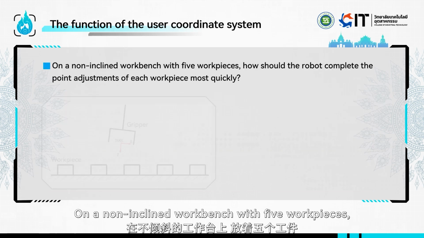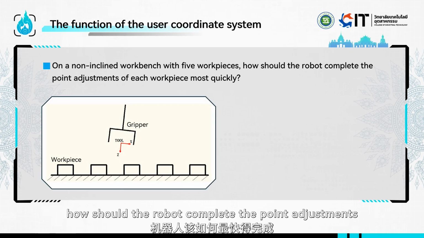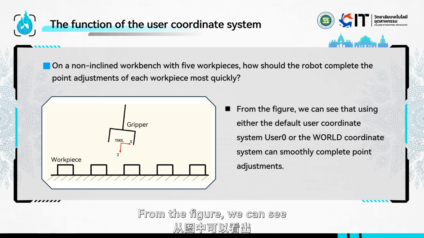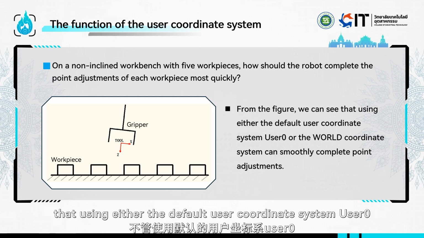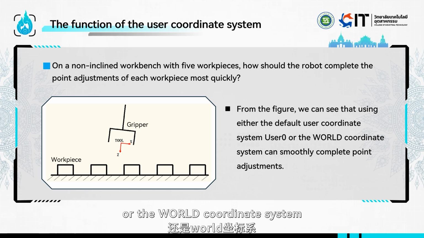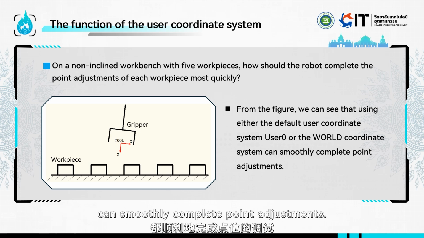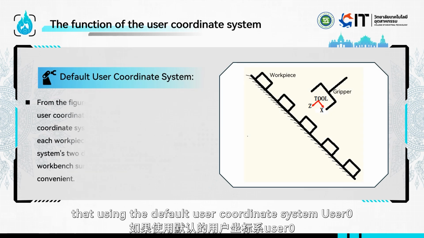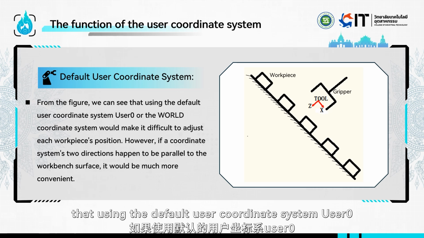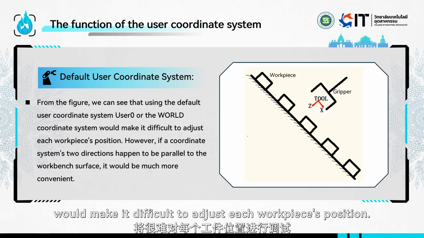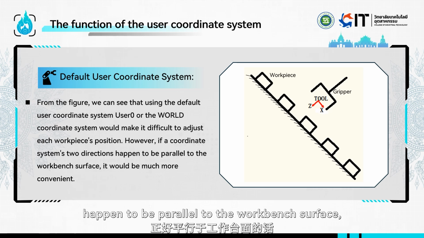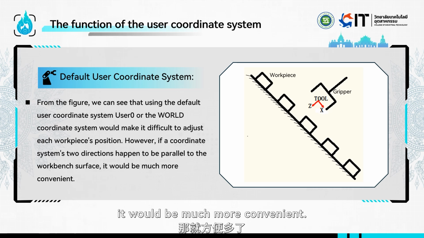On a non-inclined workbench with 5 workpieces, how should the robot complete the point adjustments of each workpiece most quickly? From the figure, we can see that using either the default user coordinate system user 0 or the world coordinate system can smoothly complete point adjustments. From the figure, we can see that using the default user coordinate system user 0 or the world coordinate system would make it difficult to adjust each workpiece's position. However, if the coordinate system's 2 directions happen to be parallel to the workbench surface, it would be much more convenient.